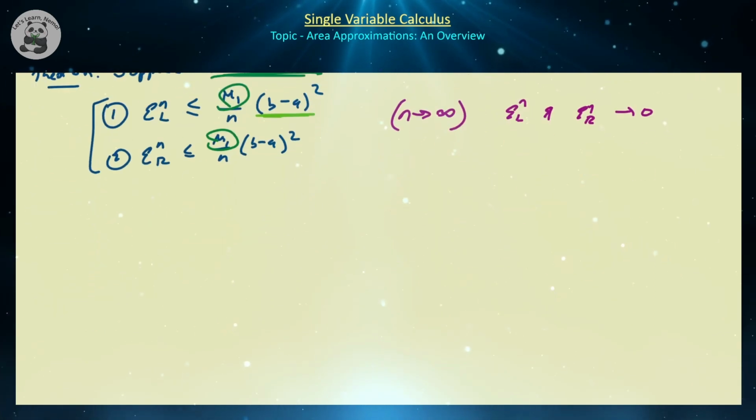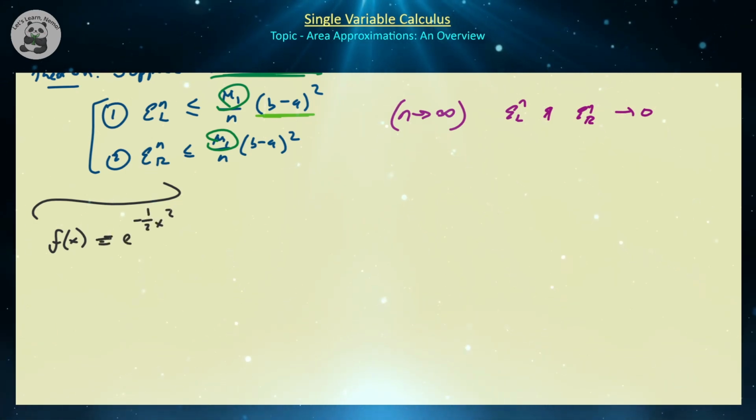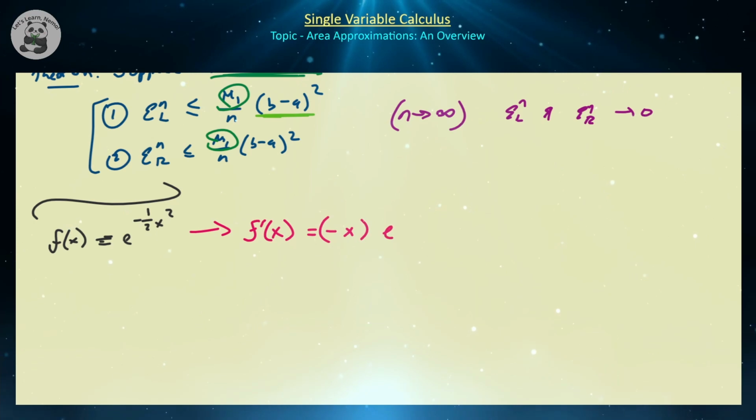Also, in order for us to use this error bound, we need an upper bound on the derivative. So let's go back to our example from before, where our function was e to the minus 1/2 x squared. Using the chain rule, you should be able to verify that the derivative with respect to x is equal to minus x times e to the minus 1/2 x squared.